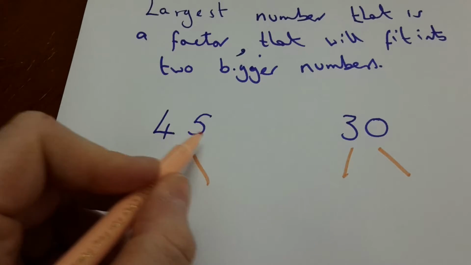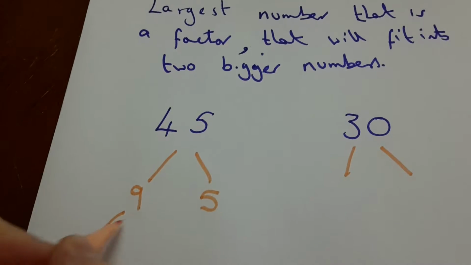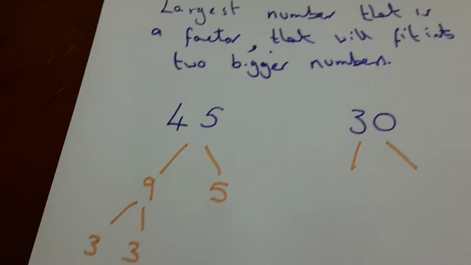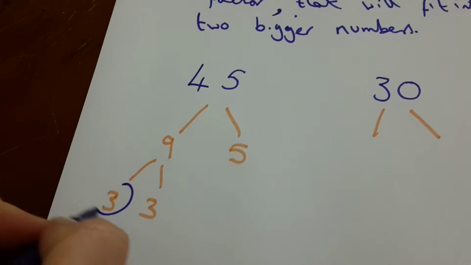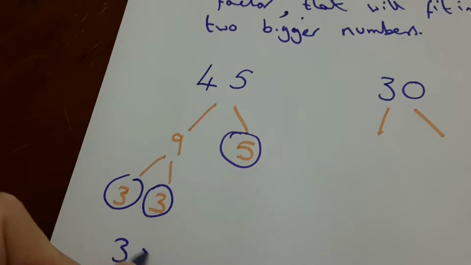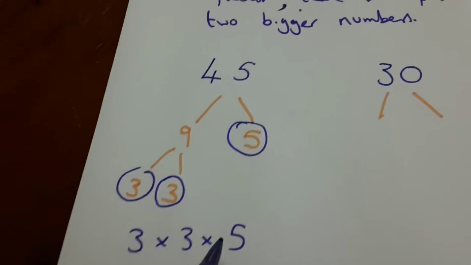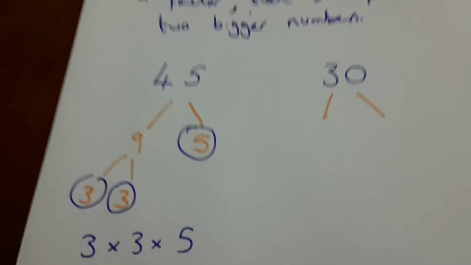So 45 is 9 times 5. 9 is 3 times 3. So I've ended up with 3, 3 and 5 as my prime factor decomposition. Let's double check it. 3 times 3 is 9, times 5, which gives me 45. Perfect.